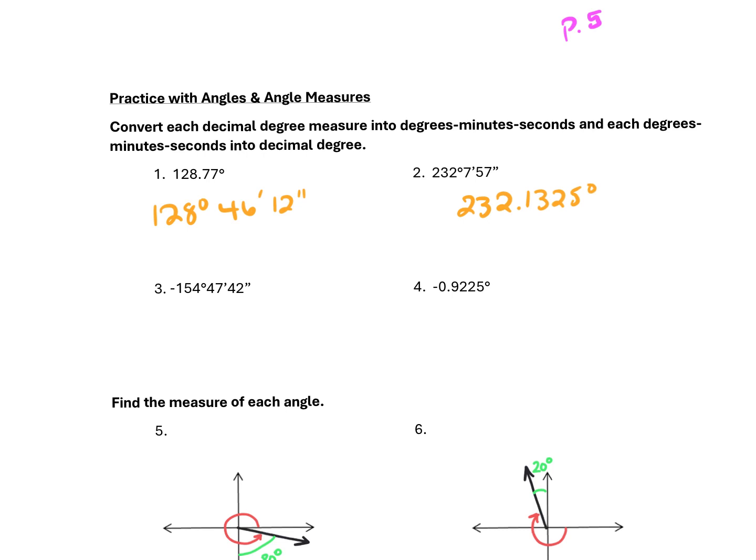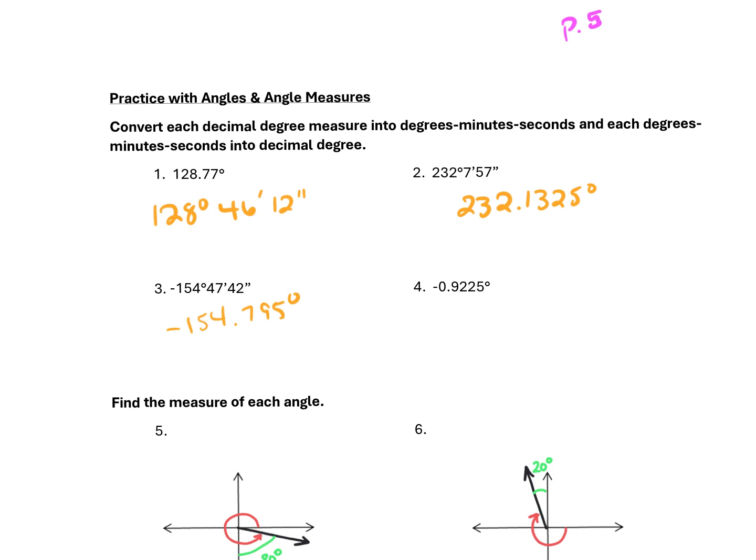1325 degrees. Good. And then Lucy, what'd you get for number 3? Negative 154.795 degrees. Good. We don't really say that 0 is negative or positive, but guys, we're rotating not quite 1 degree in the negative direction is what that's saying.